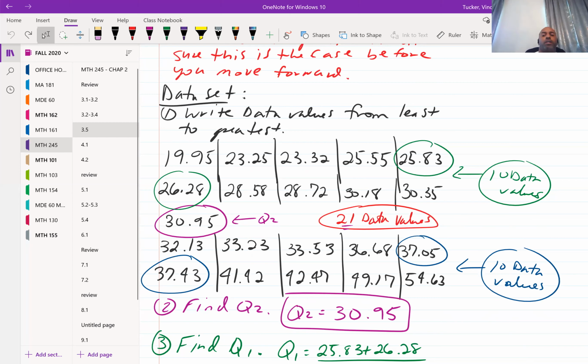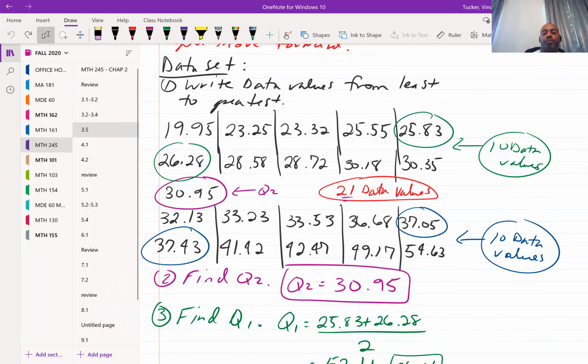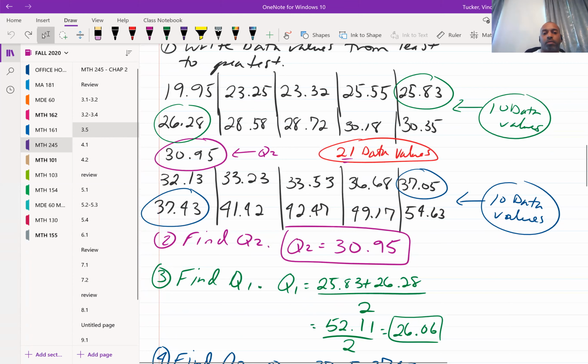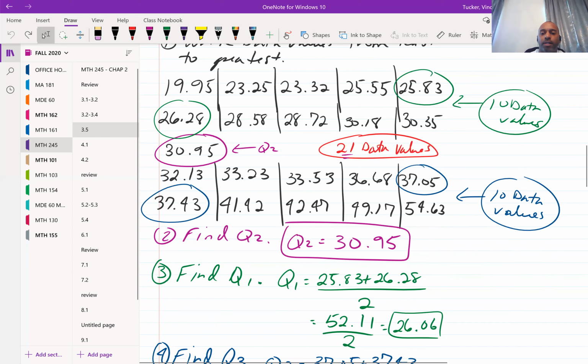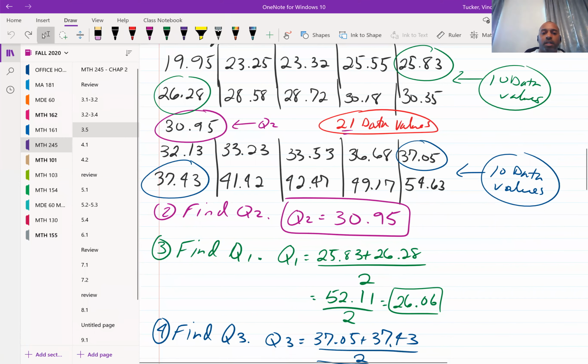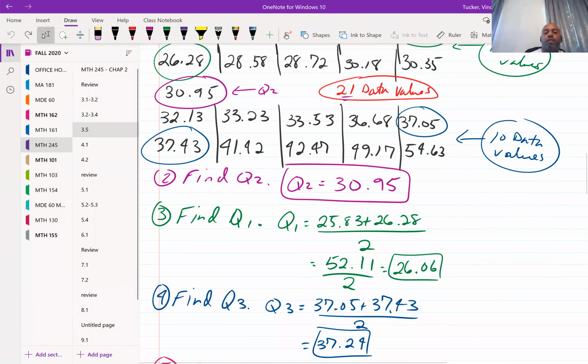Now, there are 10 data values in our first half of data, so that's an even number. That means there is no middle value. Since there's an even number, I need to take the two middle values, add them together and divide by 2. And that's what I did here. That's how I got Q1. Same thing with Q3. 10 data values in that second half of data. Take our two middle values, 37.05 plus 37.43, add them together, divide by 2, 37.24.